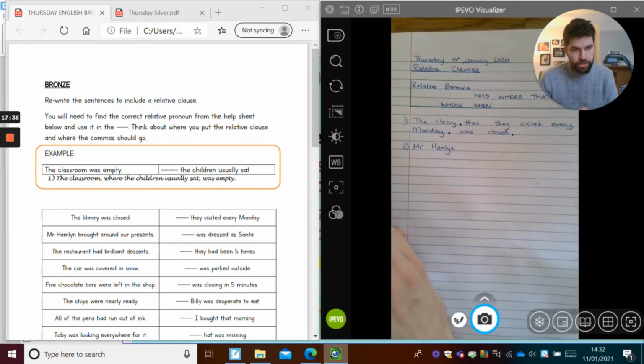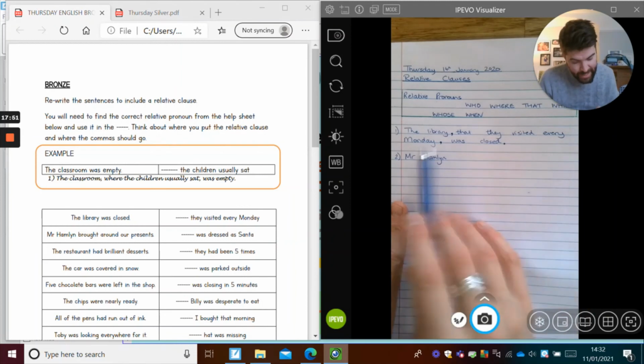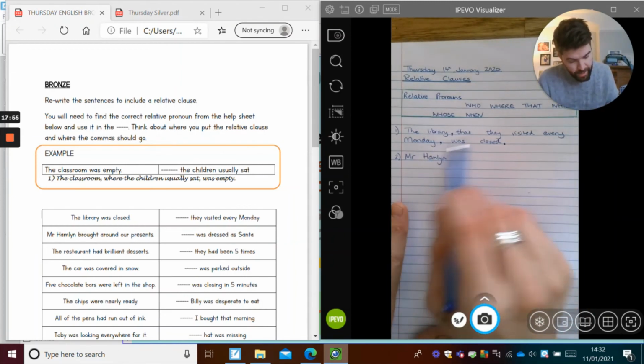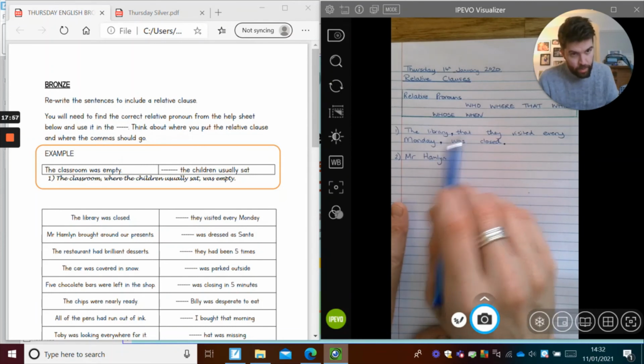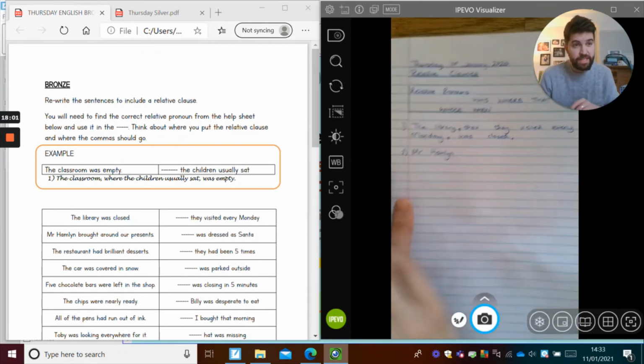I used the library was closed and the added information that they visited every Monday. And I included the added information into a relative clause using the right relative pronoun. The library that they visited every Monday was closed. I used the commas either side of the relative clause, capital S to start, full stop to finish. And I'm just getting started on the second one.